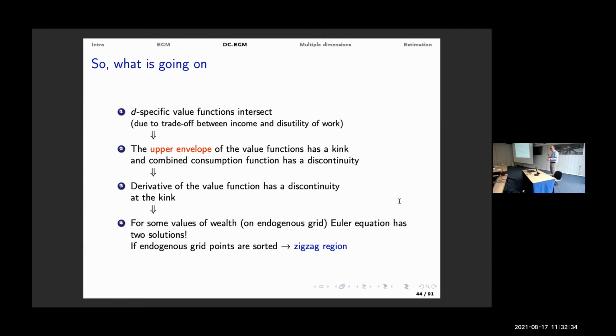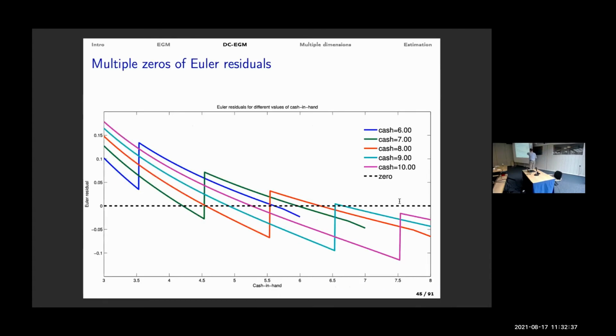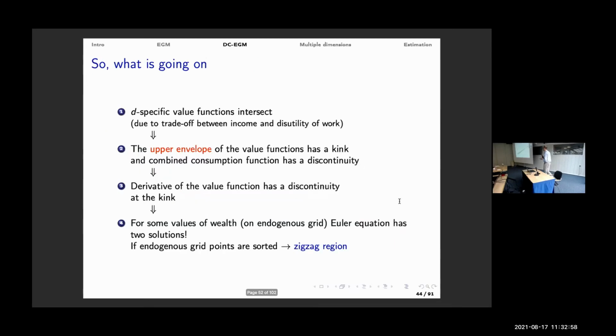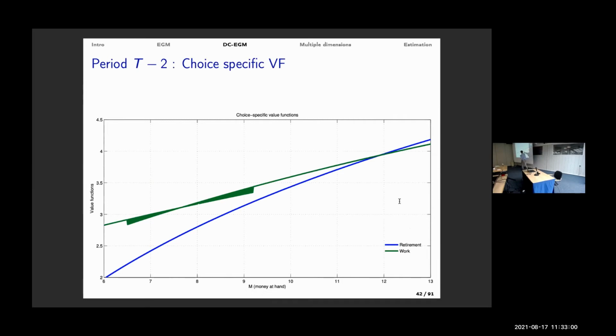So then we just looked at the Euler equation, and again the vertical lines here, they don't exist. This is just a discontinuous function. This is the residual of the Euler equation drawn for different levels of cash, of wealth. And it becomes obvious that for some levels of wealth, the Euler equation has two solutions. And that's the problem. So that's exactly what we saw here. For this range of wealth, we would recover both solutions of the Euler equation.